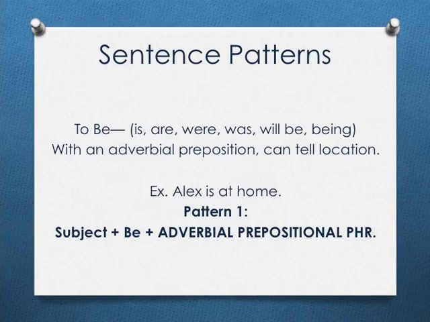For the example, Alex is at home, we can break this down into the subject, Alex, and the predicate, is at home. This is a one-word noun phrase where the head word is Alex. In this case, we have subject plus some form of the verb to be plus an adverbial prepositional phrase. The phrase at home is modifying the verb is. It's telling us where Alex is.